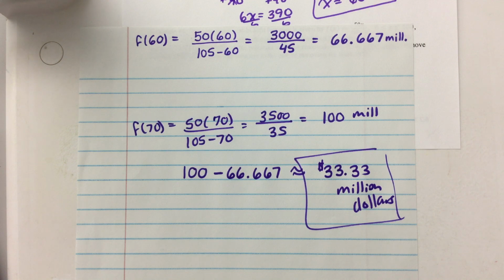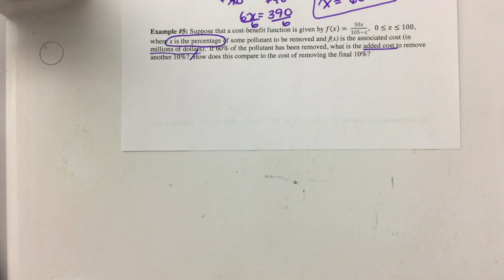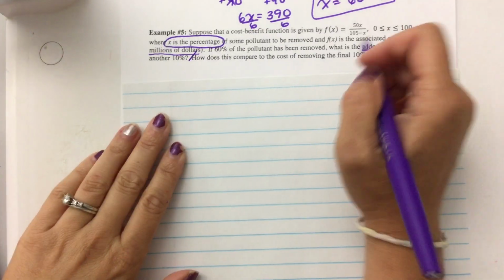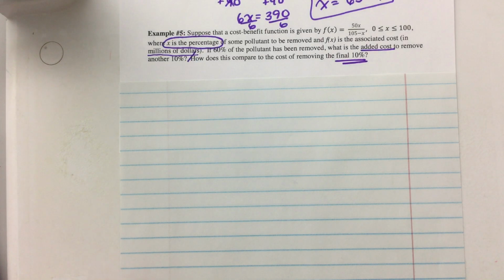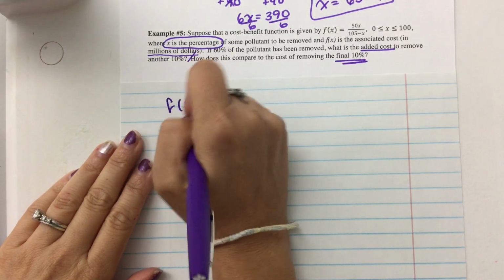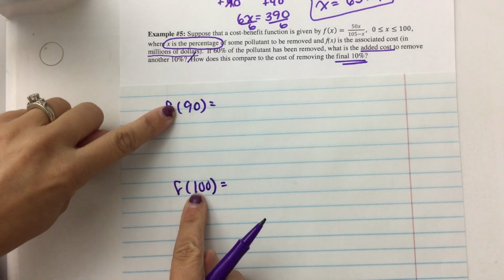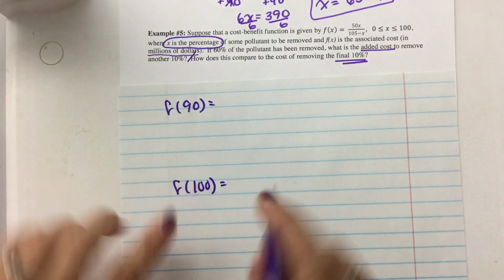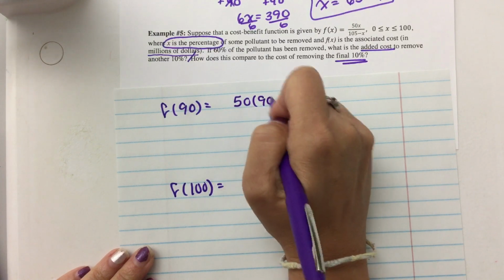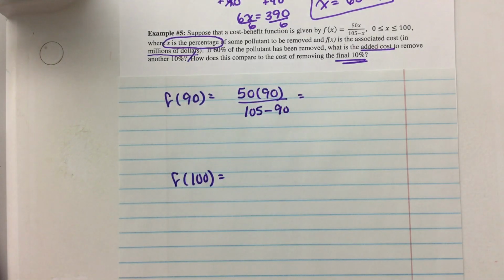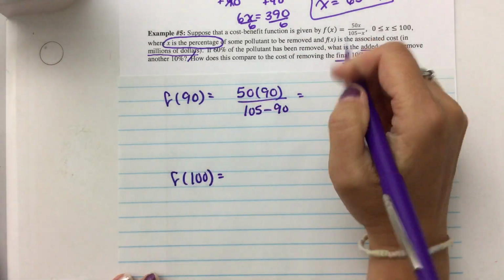Do we want to spend the money to do that? Okay, I kind of like these questions, okay? It says, how does this compare to the cost of removing the final 10%? That means you are removing every single stitch of pollutant. So the final 10%, what that means is that we would be going from 90% to 100%, because that would be the final 10. So 90 to 100. So if I take 50 times 90 over 105 minus 90, 50 times 90, we got 4,500.